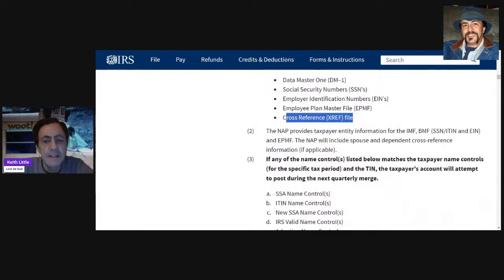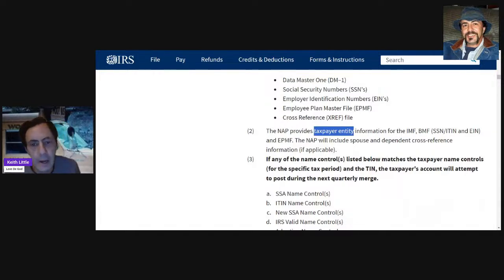The NAP provides taxpayer entity. That Social Security number is issued to a taxpayer entity. If you're going to sign up for Social Security, the agreement is you're wanting to pay taxes.